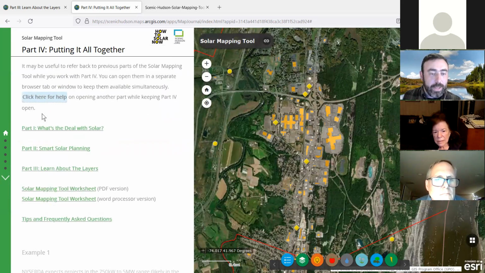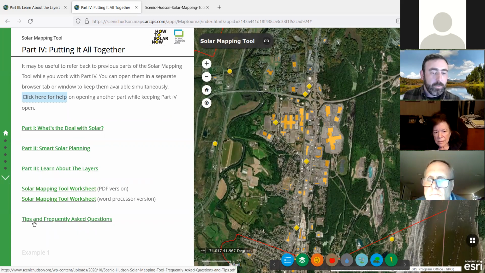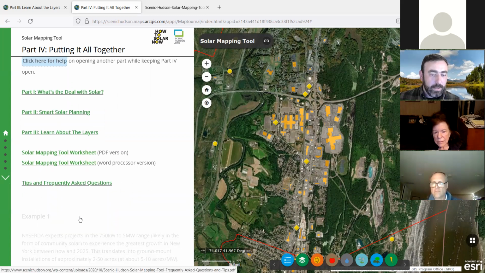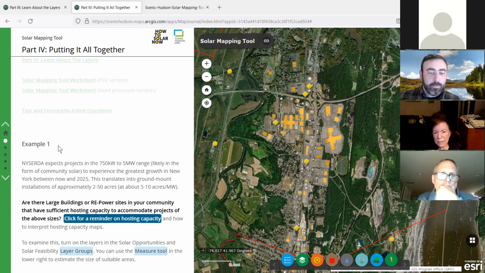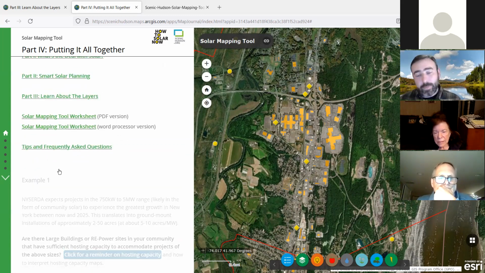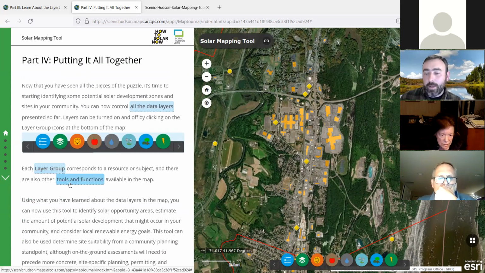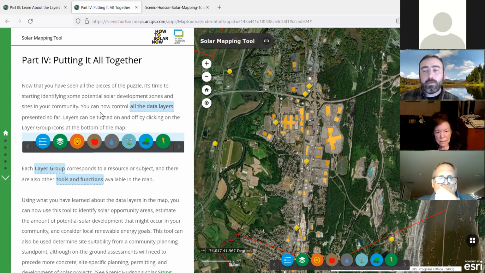But as I said, we have links to the other parts. If you scroll down, we have links to the worksheets. We have links to the troubleshooting document. And then we have some examples, turn on this layer and that layer and think about this, that sort of thing. But I want to pause there. Any questions either from part 3 or the nuts and bolts and features of part 4, so that you all can dig in over the next 2 weeks before we meet next and have a more interactive and discussion-based meeting.